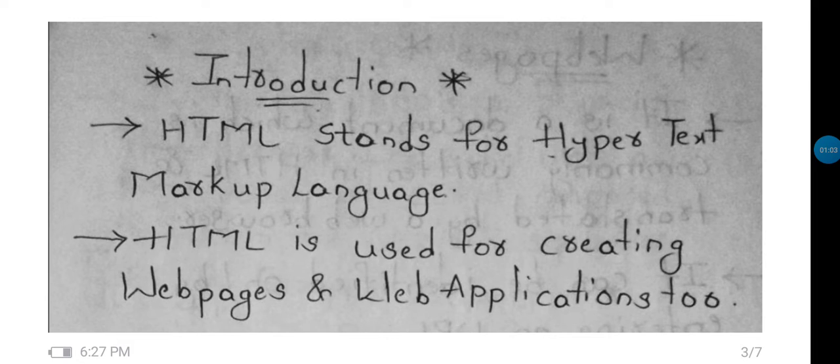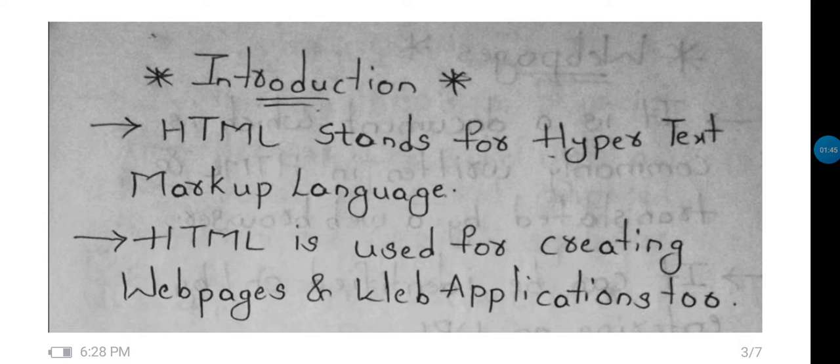First, let us know about the introduction part, what is an HTML. HTML stands for Hypertext Markup Language. HTML is made up of four words, that is H stands for hyper, T stands for text, M stands for markup, and L stands for language. We combinedly call it Hypertext Markup Language. HTML is mainly used for creating web applications and web pages as well. Most of our apps like Google Play Store apps, Facebook, Instagram, social media apps are mostly made using HTML coding.